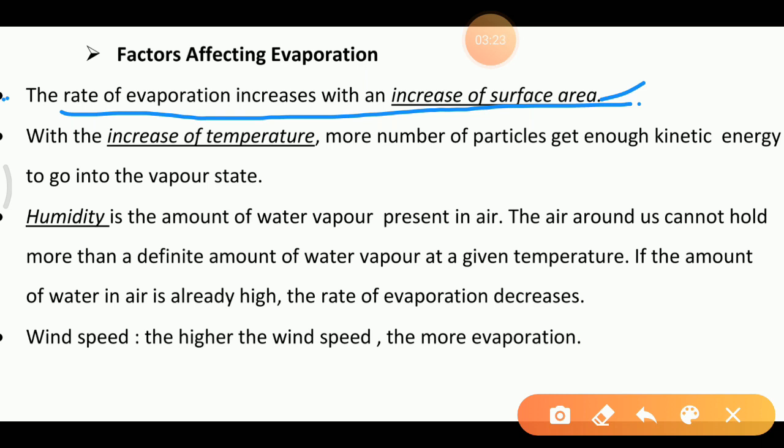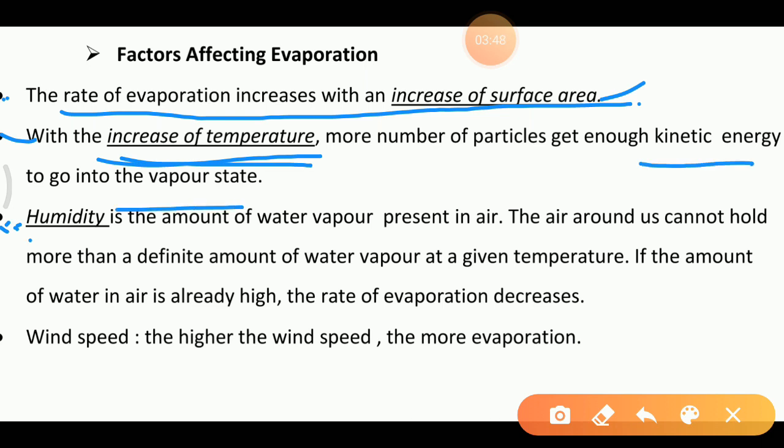Next, the factor which affects evaporation is temperature. With the increase of temperature, more number of particles get enough kinetic energy to go into the vapor state. So, as the temperature is increased, evaporation is increased.